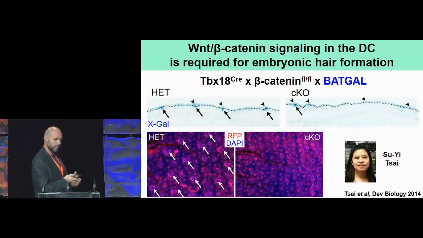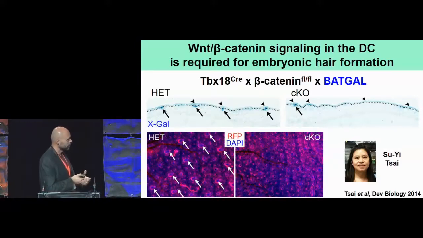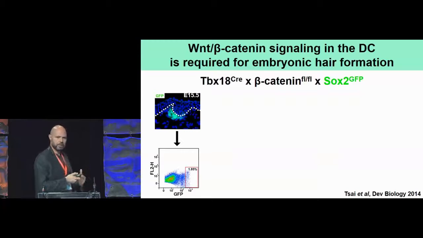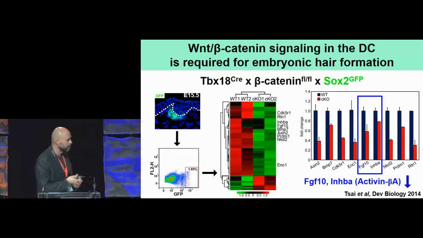All the other follicles still form because we know with careful analysis that we do not have robust ablation in the other hair types. So to have a deeper look at what could be downstream molecularly of Wnt beta-catenin signaling, we used a genetic trick and crossed these mice now with the SOX2 GFP reporter, could isolate the cells from the knockout and from the control, perform microarrays, and see many interesting genes upregulated and downregulated, including, for instance, FGF10 and inhibin beta A, which is downregulated and has been previously implicated in hair follicle formation, suggesting that these genes could be downstream of Wnt beta-catenin signaling.